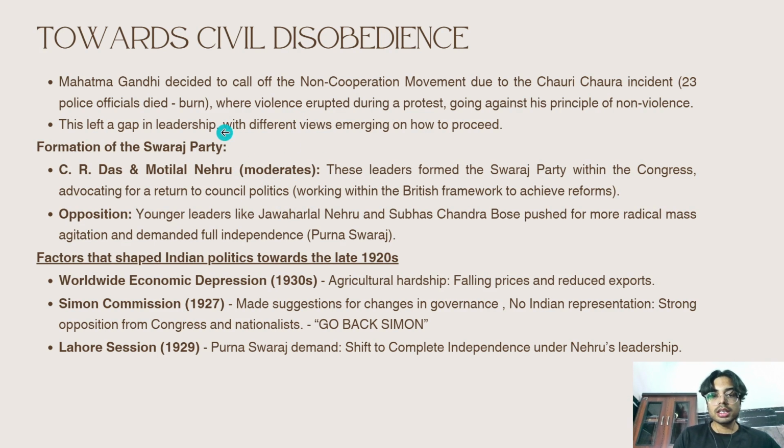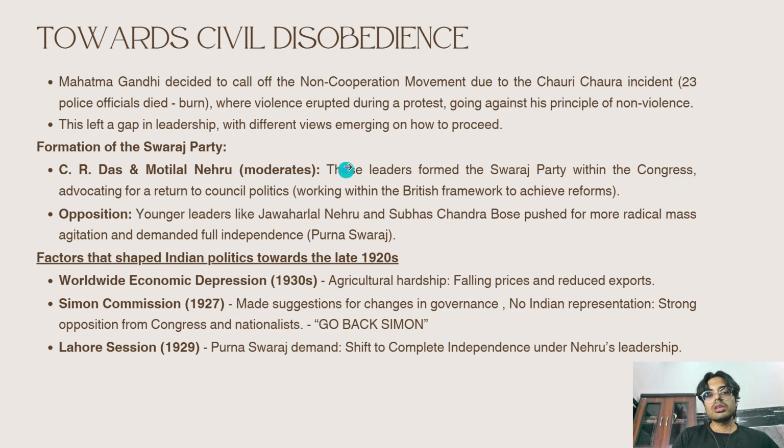Some of the people were moderates and some of the people were extremists. Now, what's the difference between moderates and extremists? Moderates were those who decided to work within the British framework to achieve reforms. And meanwhile, the extremists were those people who wanted radical mass agitation and demanded full independence. So they were demanding independence through protesting, not violence, through protesting and through acting against the British policies.